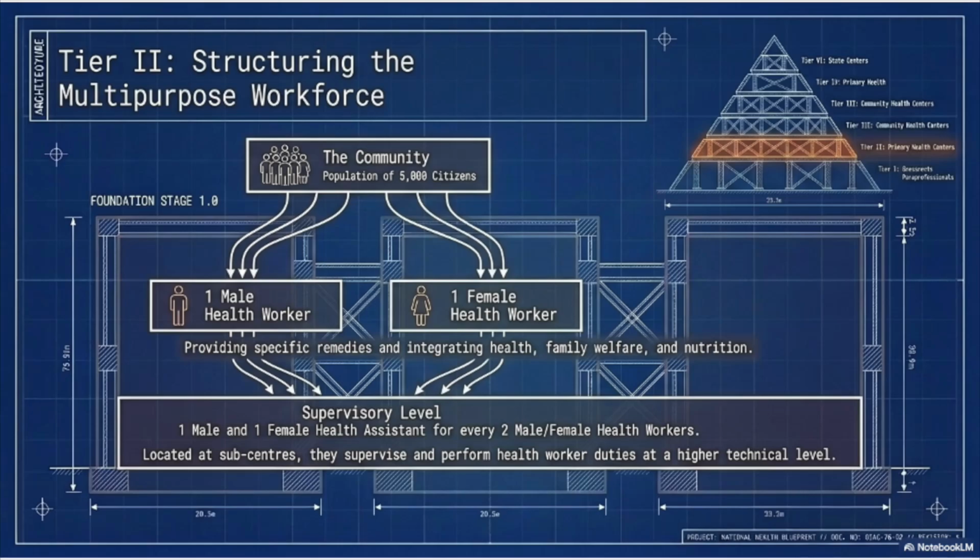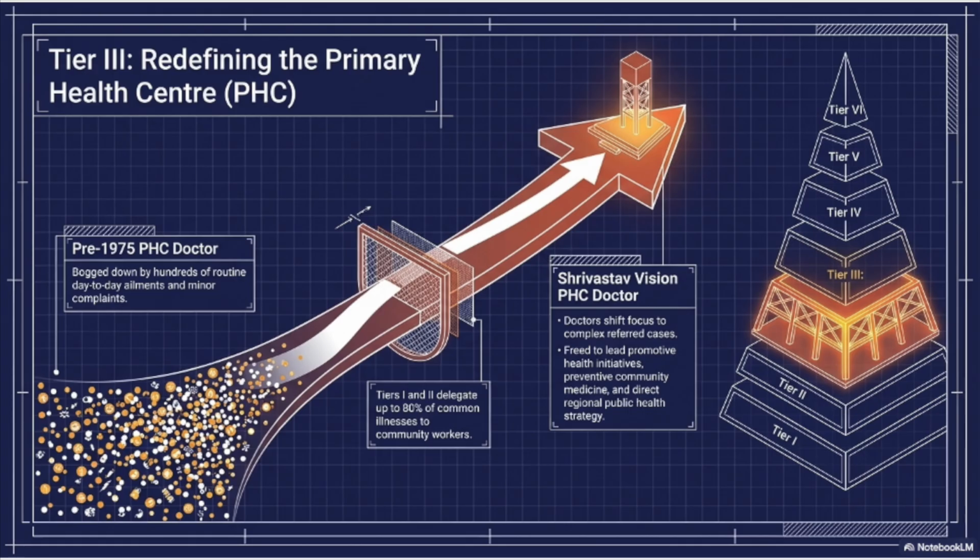These health assistants were located at sub-centers, and their role was to supervise as well as perform health worker duties at a higher technical level. Tier 3 was about redefining the primary health center, or PHC.